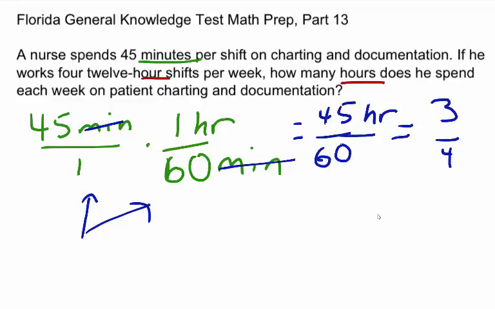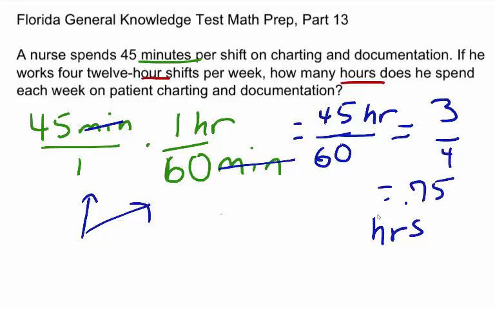We can go a step further and convert this to a decimal by dividing 4 into 3. And we could work this out longhand, but I won't waste time doing that here since you'll be having access to a 4-function calculator during the test. So we could just say 3 divided by 4 is equal to 0.75. So in other words, 45 minutes is 0.75 hours.